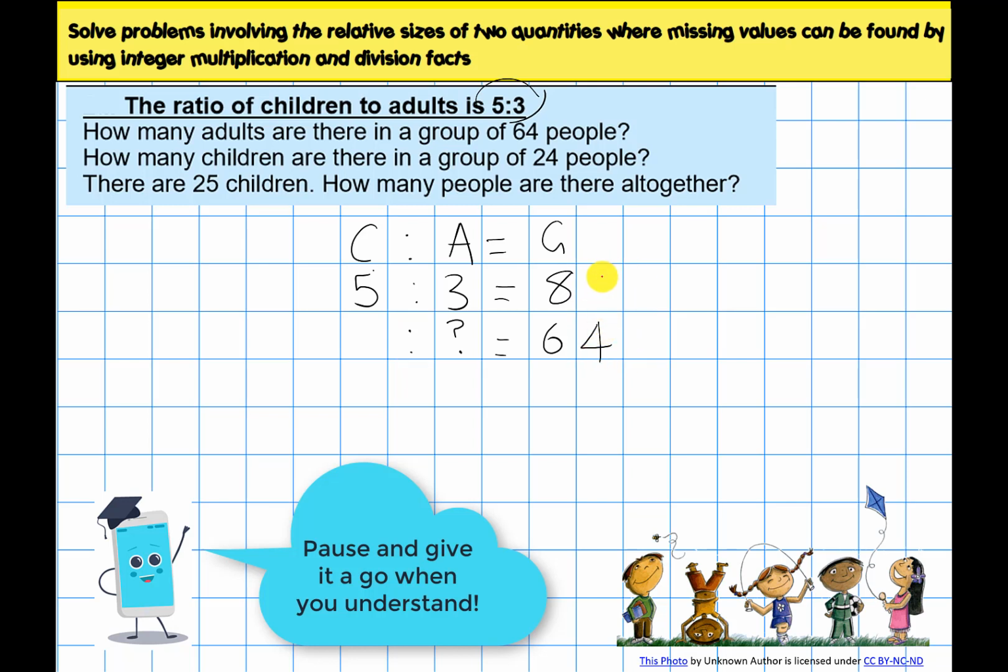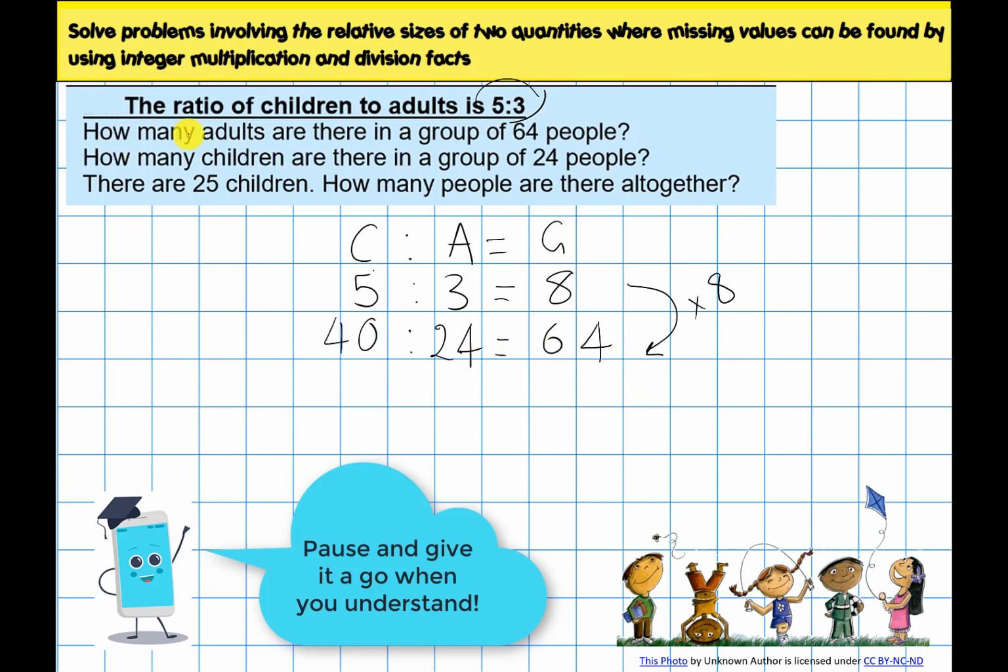Once you've got a top and a bottom to compare, my 8 and my 64, I think about my scale factor. It's enlarged. What am I scaling up by? What am I multiplying by to get from 8 to 64? Multiplying by 8. When I know my scale factor, I apply it to all the other parts. So 5 times 8 is 40. So in a group of 64, I'd have 40 children. And 3 times 8 is 24. And I'd have 24 adults. And I'm just going to check 40 and 24 make 64. So that is correct. I'm now confident that I've got the right answer.